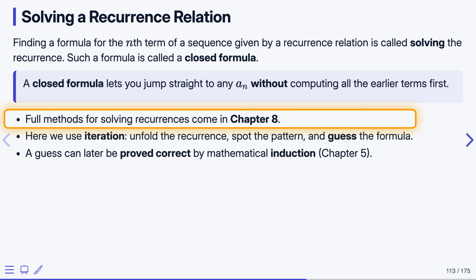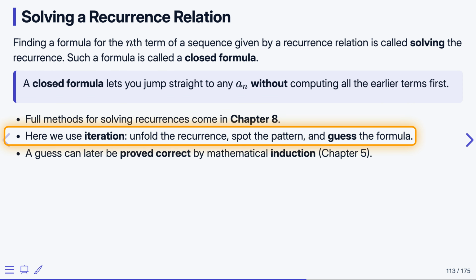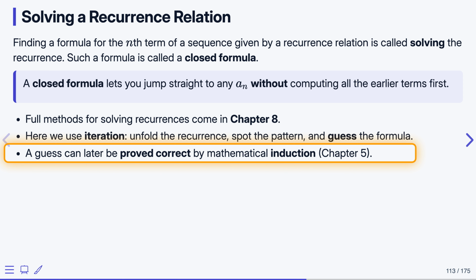The full theory of solving recurrences waits until Chapter 8. For now, we use a simple, hands-on method called iteration. We unfold the recurrence step by step, watch for a pattern, and then guess the formula. A guess is not yet a proof. Later, in Chapter 5, the method of mathematical induction lets us prove such a guess is correct.